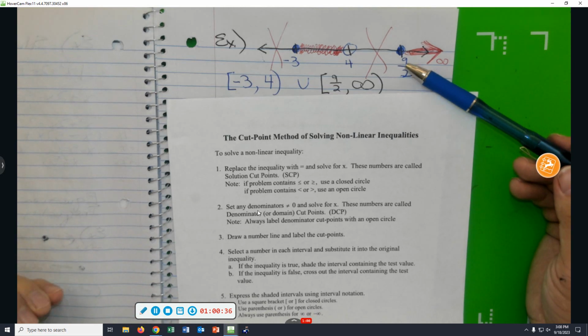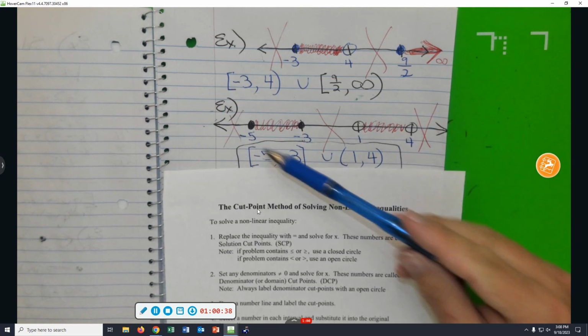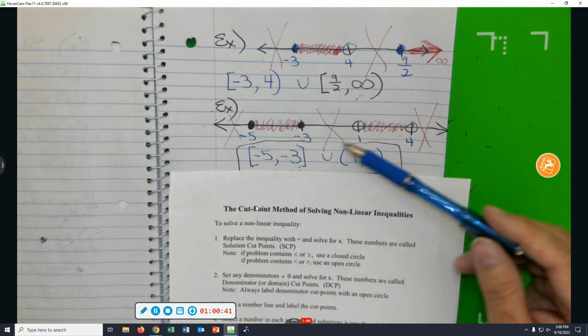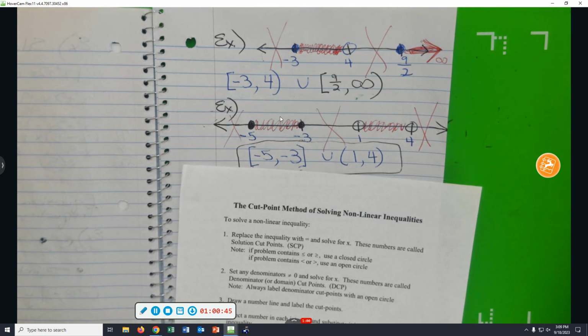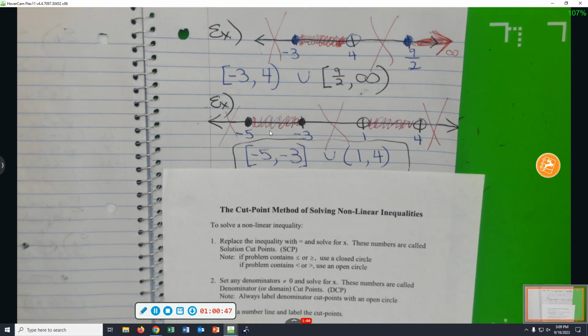I think there's only a couple of problems where there are actually 4 cut points, okay? Usually it's just 2 or 3.